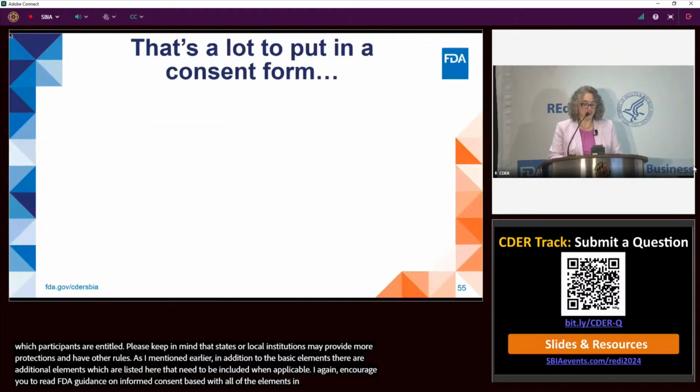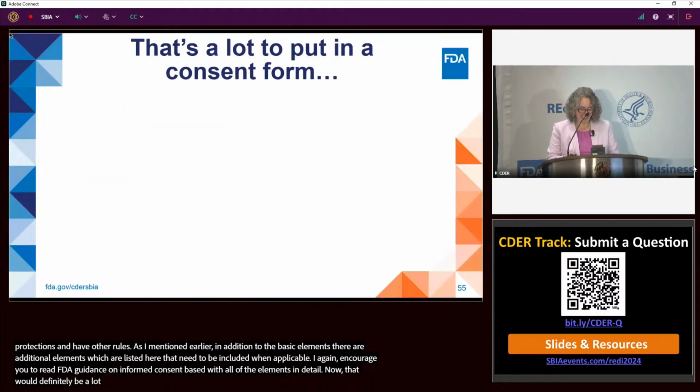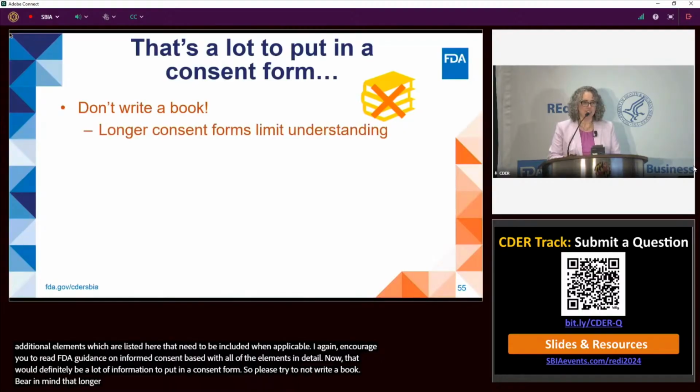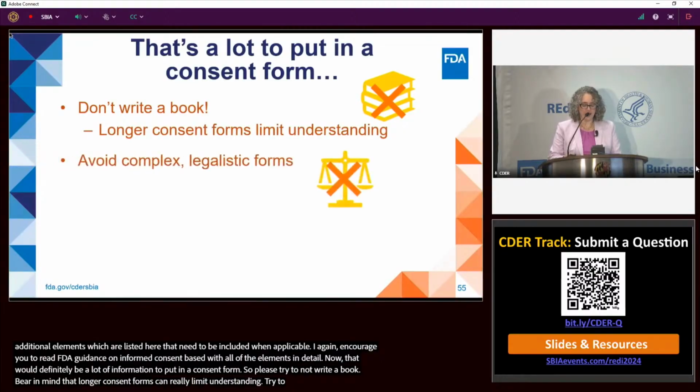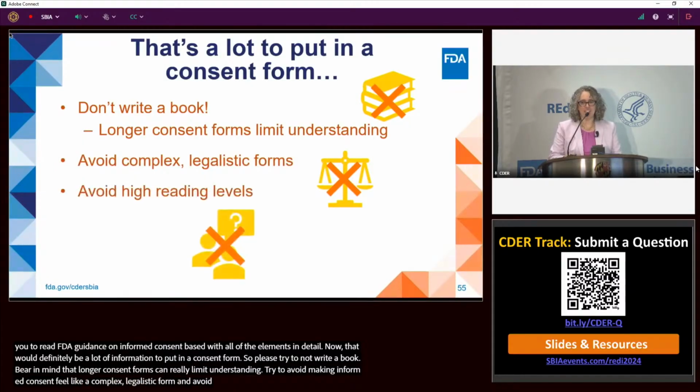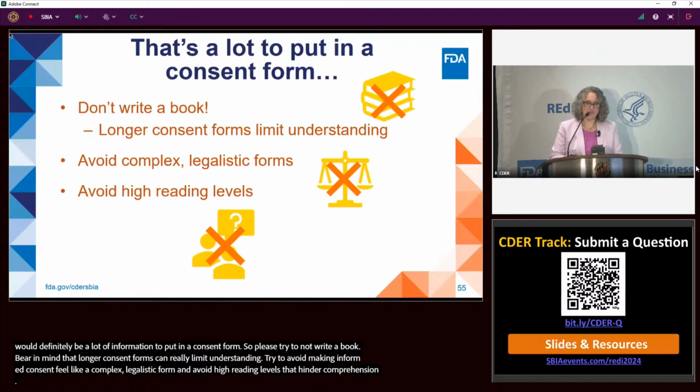Now, that would definitely be a lot of information to put in a consent form. So please try to not write a book and bear in mind that longer consent forms can really limit understanding. Try to avoid making the informed consent seem like a complex legalistic form and avoid high reading levels that can hinder comprehension. These suggestions are to help prospective participants make informed decisions and prevent them from becoming overwhelmed.